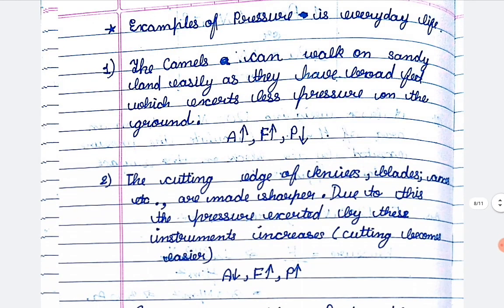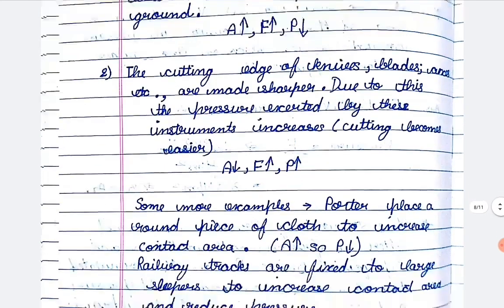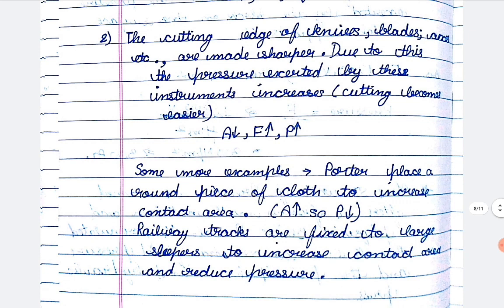Now examples of pressure, like how camels can walk easily. We have read this in earlier classes also: why a camel can move very easily on a sandy floor. It can move easily on sandy floor because it has broad feet. So the contact area is increased, and obviously the pressure applied will be decreased. And the cutting edges of knives, blades, axes are made sharper to decrease the contact area, so the pressure applied will be more.